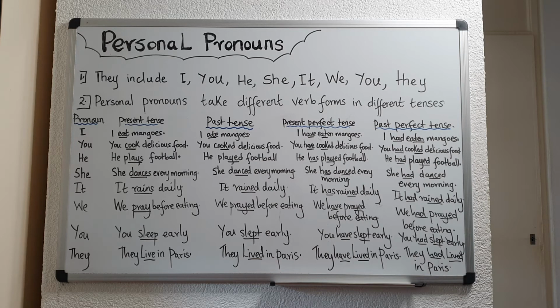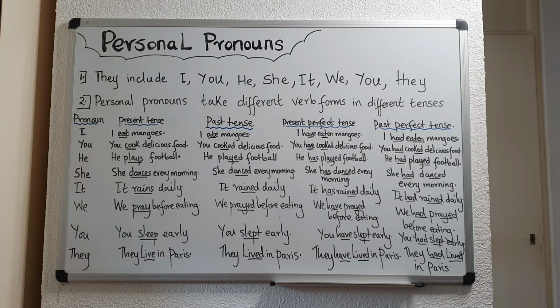In the past perfect tense, you takes had, you had cooked delicious food. So once more, remember what I said. In the past perfect tense, all the pronouns take had. Okay, you had, and then cooked, cook, past tense, cooked. So you simply add ed. Okay. What about the next pronoun, he?